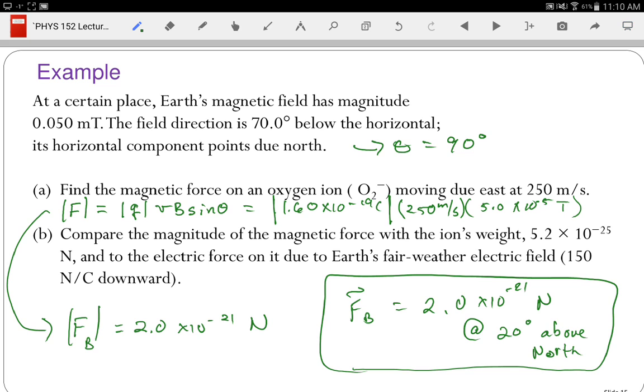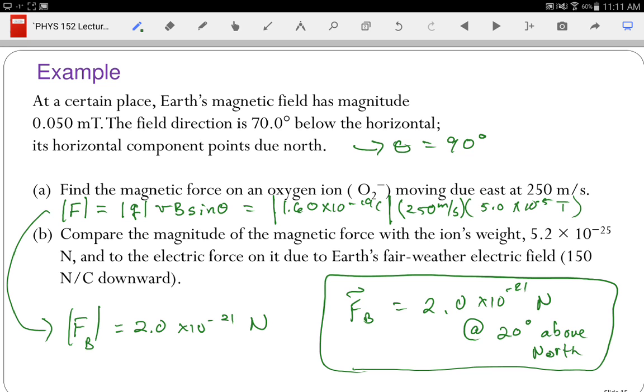Now we're told to compare the magnitude to the force of gravity, which is given as 5.2 times 10 to the minus 25th newtons. How is this magnetic force compared to the gravitational force? It's 25,000 times stronger. So we could probably ignore gravity, right? We have one force that's 25,000 times stronger than the other.